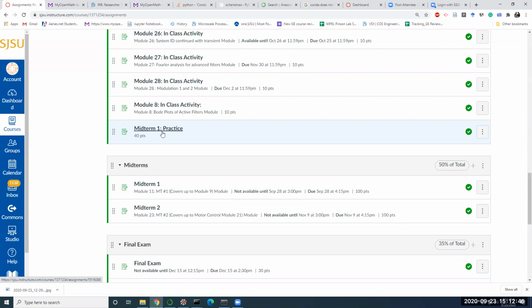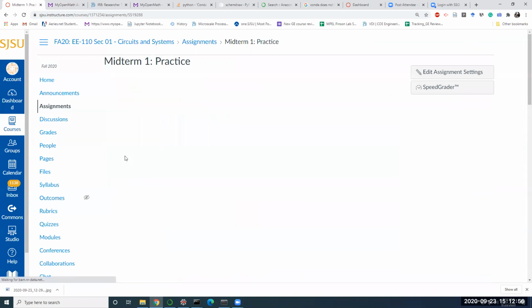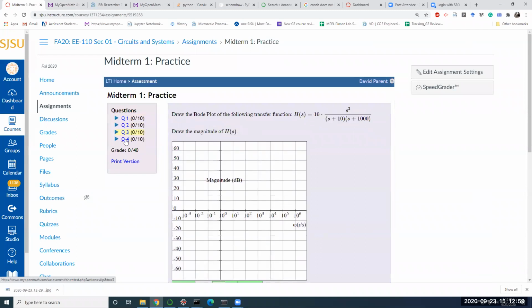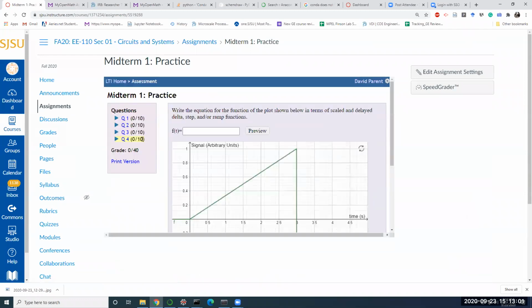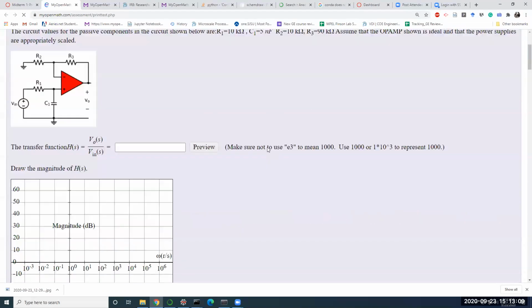So if you click on midterm 1 practice, this is open and it'll be open to the end of the semester. And you can see all the questions just by clicking. Now, if your internet connection is spotty, you can make a print version of it.